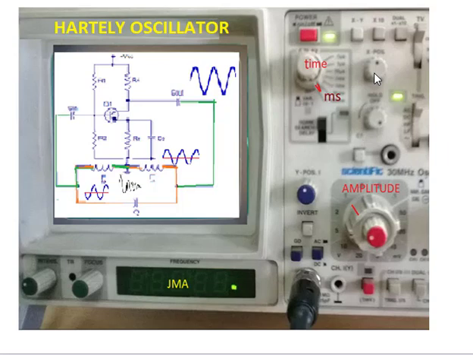Dear students, today we discuss about Hartley oscillator. Hartley oscillator is a LC type oscillator. What is L? L is the inductor coil and C is the capacitor. The tank circuit of the Hartley oscillator consists of two inductor coils and single capacitor. The tank circuit is the main part of the Hartley oscillator which produces the damped sine wave.